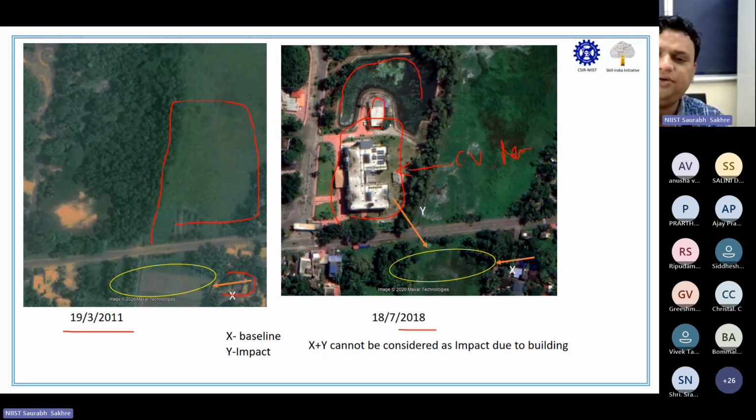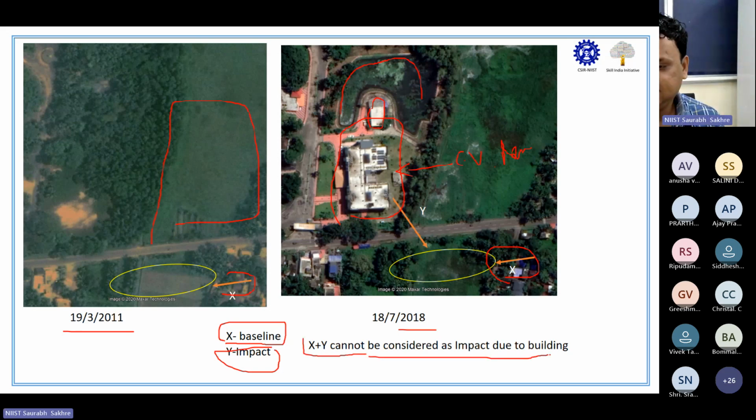Now, I would like to draw your attention to one point. Because of these houses, a certain amount of disposal was already there in 2011. And when I am doing EIA for the CV Raman block, I should know that some X amount was already there, which I would call the baseline. Only the Y will be the impact, not X plus Y. So I cannot take X plus Y as the impact due to construction of the CV Raman block or the building. Why? Because X was already there. That is the importance of generating baseline data as well as understanding the impact of a project.